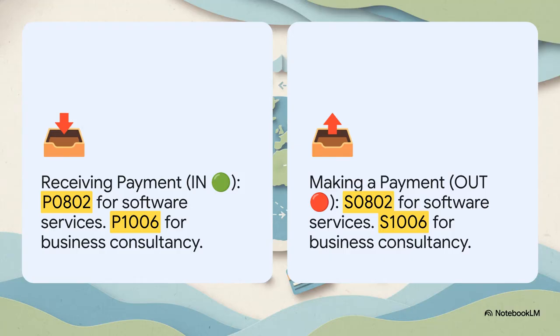This right here really shows you how elegant the system is. Just look at the codes for services. You receive money for software consulting, that's P0802. You need to pay for that same service, it's S0802. Same thing for business consulting, P1006 to get paid, S1006 to send a payment. The number is the same, it's only the first letter that changes. It really is that simple.